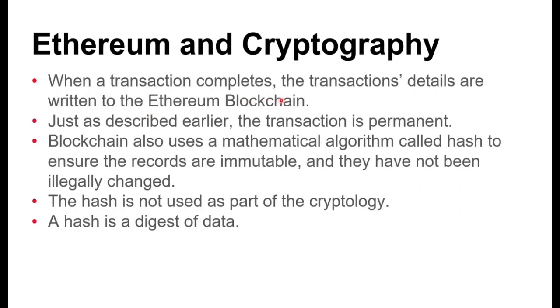And when a transaction completes, the transaction's details are written to the Ethereum blockchain. Just as described earlier, all transactions on the blockchain are permanent. And a blockchain uses a mathematical algorithm called a hash to ensure that records are immutable. Hashes are not necessarily part of cryptography. However, it is a mathematical function, and the hashes are often linked or presented around the same time cryptography is presented. And a hash, again, is a digest of data.